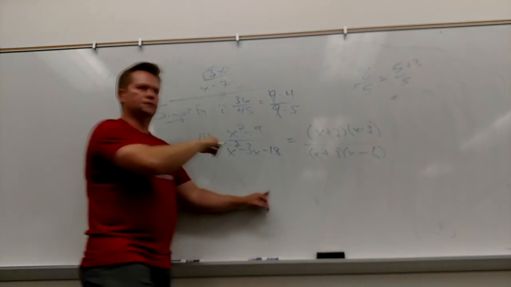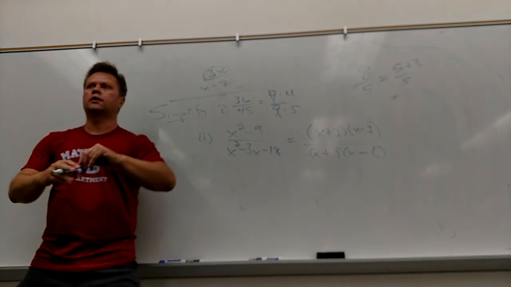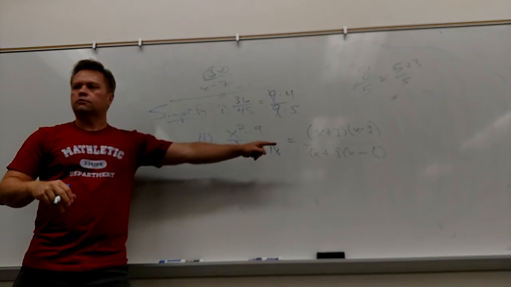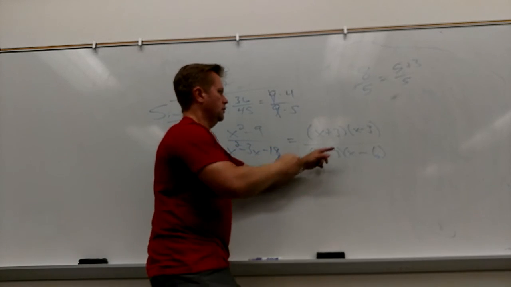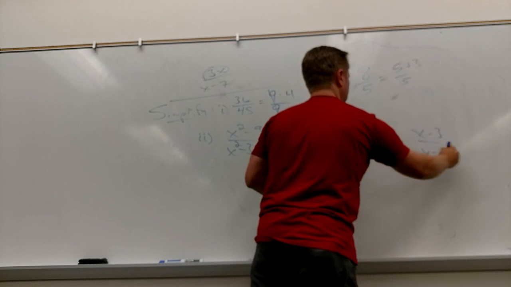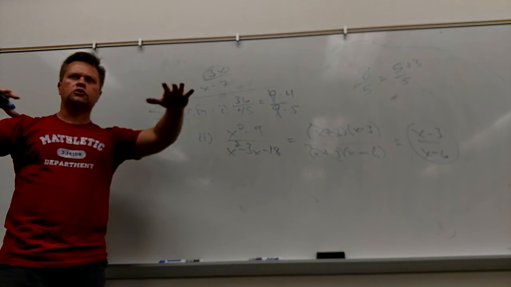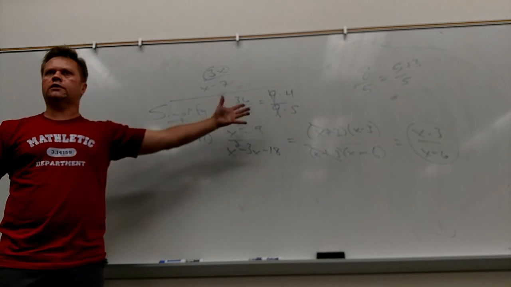The bigger one's negative. Right, it would be just my way to make this plus, and the whole thing goes wrong. And so what can cancel? X plus 3. Yeah, the x plus 3's go away. So your answer is x minus 3 over x minus 6.